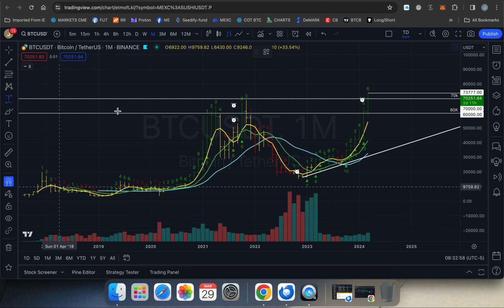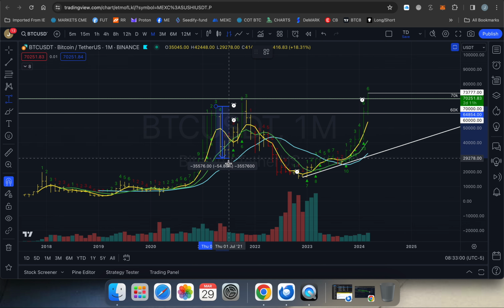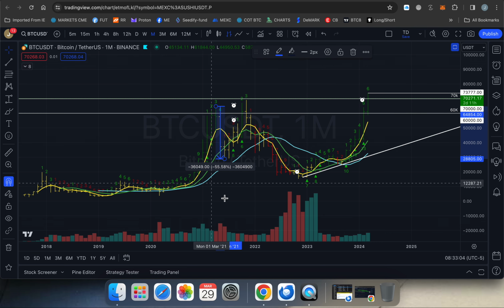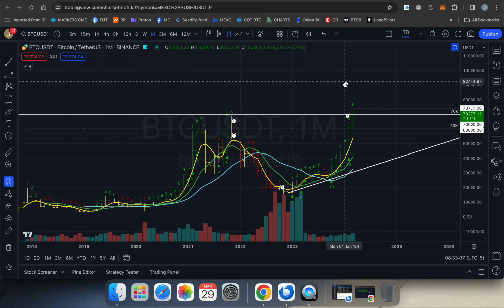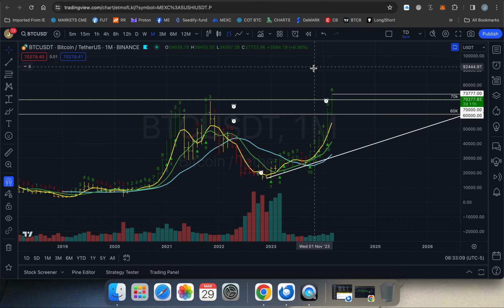Let's see if that's the same. If you go to regular candlestick, I think it's the same thing. But yeah, right there's a lower low. 55%. Some of the altcoins were down probably 60 to 80%. It was brutal.